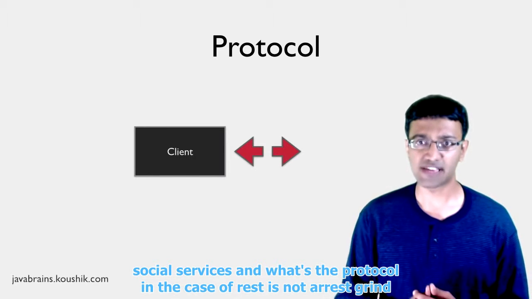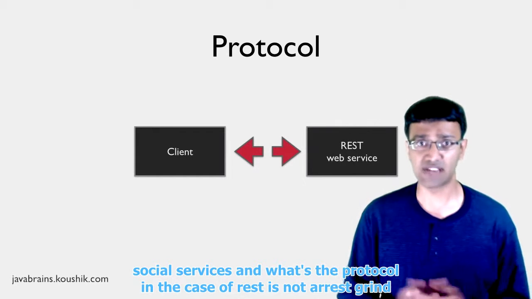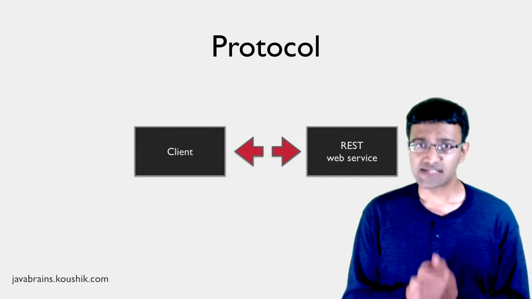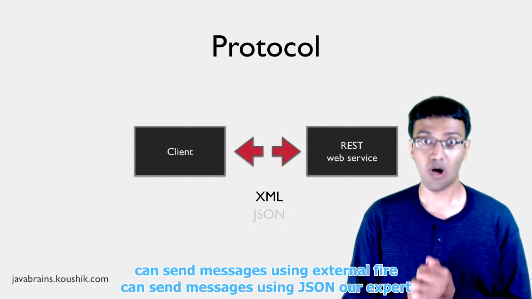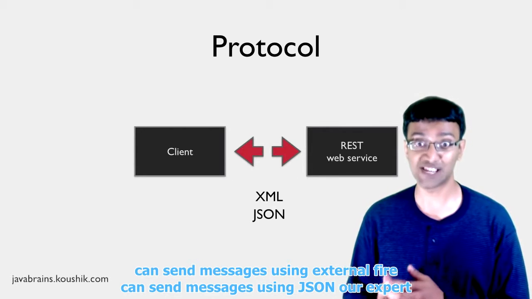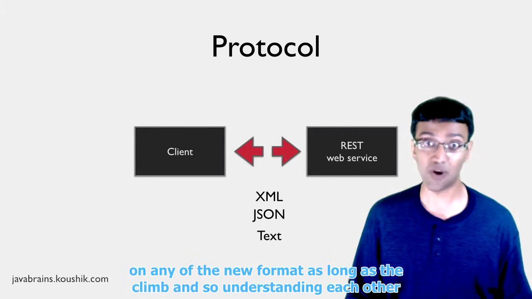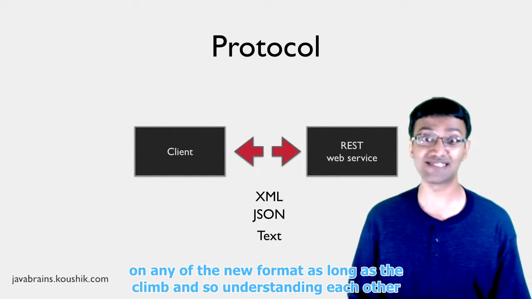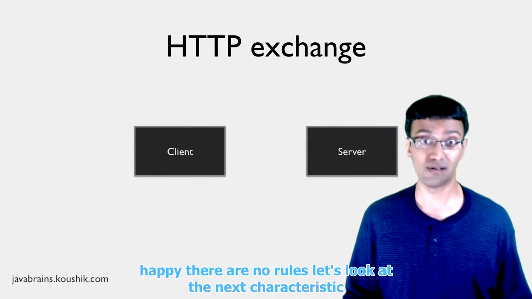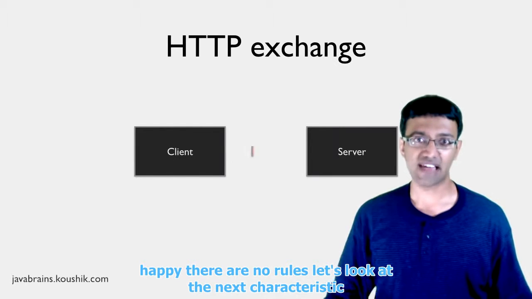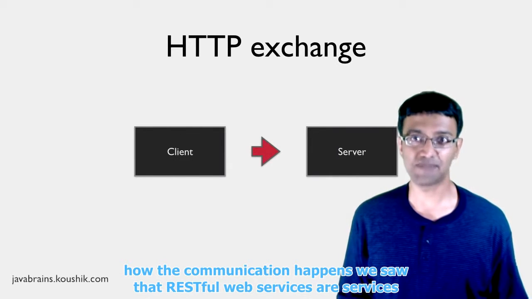Now, what's the protocol in the case of REST? Well, there's none. A REST client can send messages using XML, or it can send messages using JSON or text format or any other new format. As long as the client and the server understand each other, they're happy. There are no rules. Let's look at the next characteristic, how the communication happens.